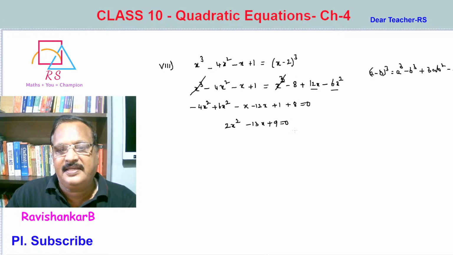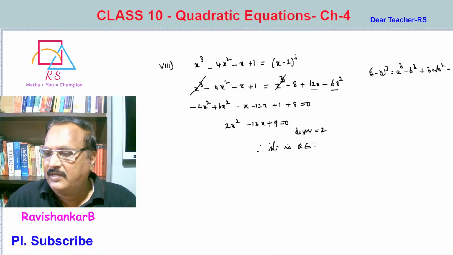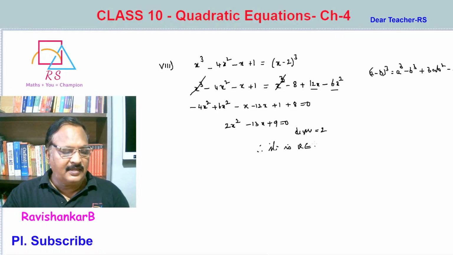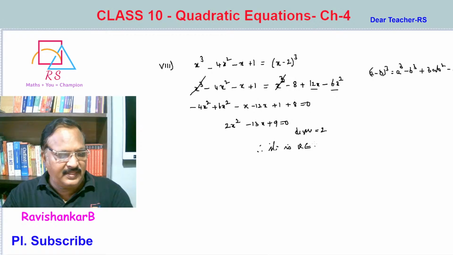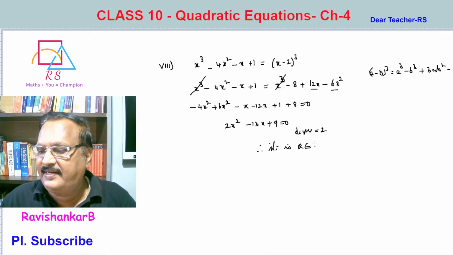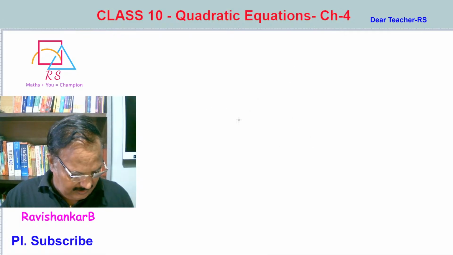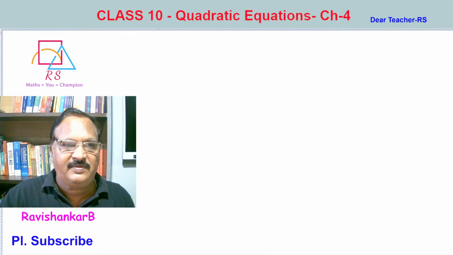So after simplification, you will be getting like this. Then the degree is 2, highest power is 2, therefore it is a quadratic equation. So finally you have to bring it to the standard form and then check whether the degree is 2 or not and then decide it. So I hope you can do all the rest of the problems by yourself. Now let me go to second question.